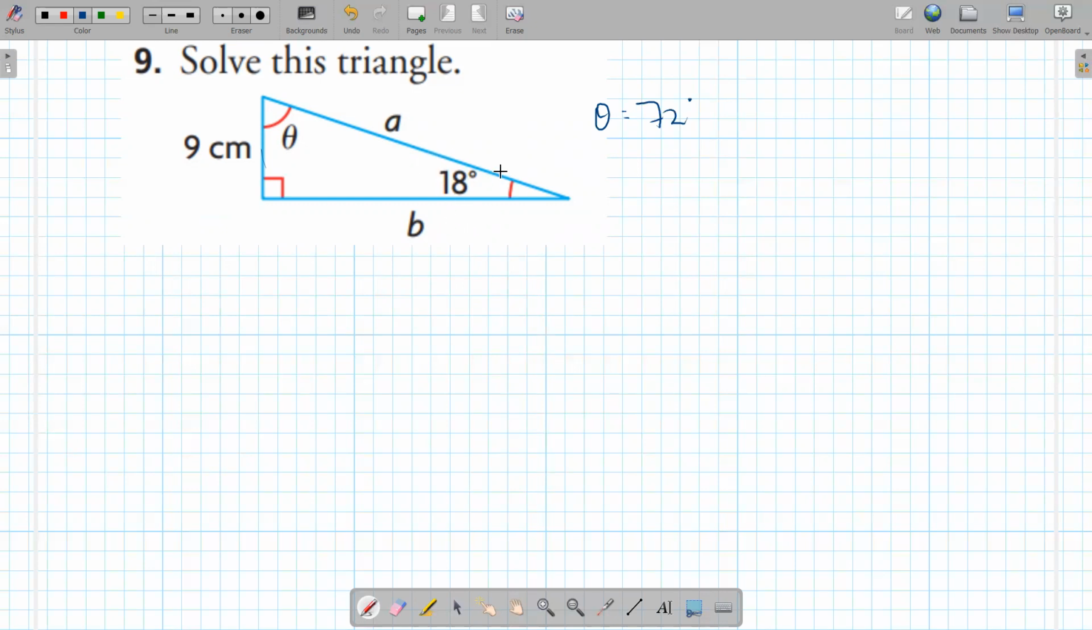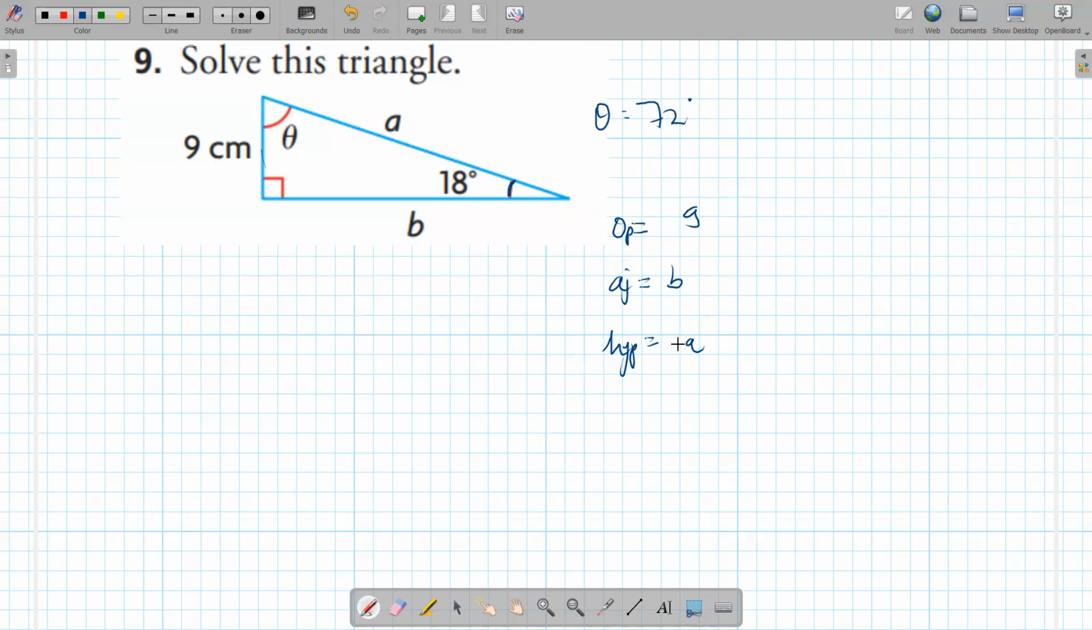Let's work from the 18 degrees perspective. We're looking at it from this angle. What's the opposite? What's the adjacent? And what's the hypotenuse? The opposite is 9. The adjacent is B. And the hypotenuse is A, right?